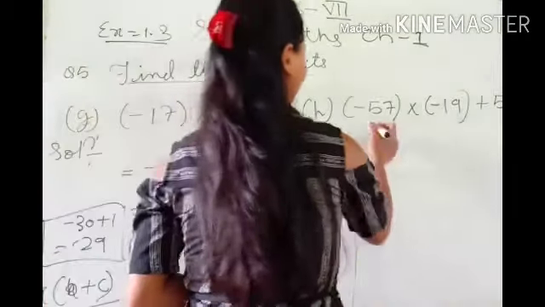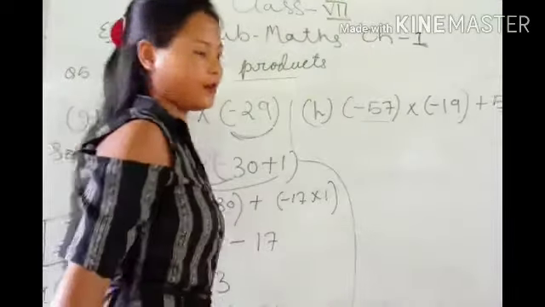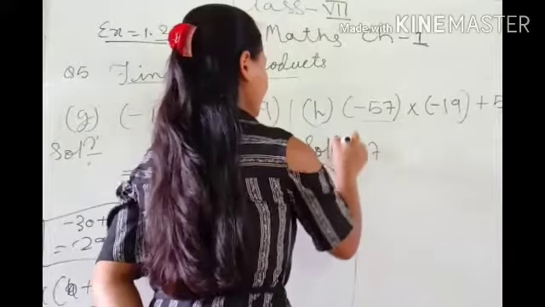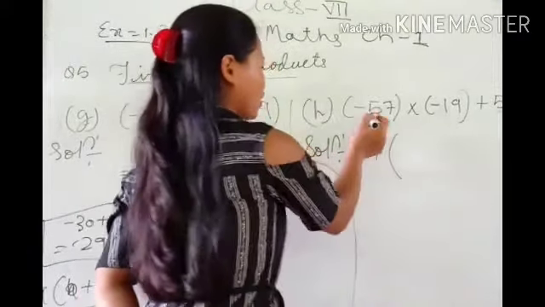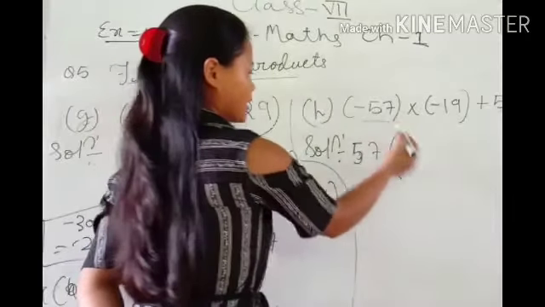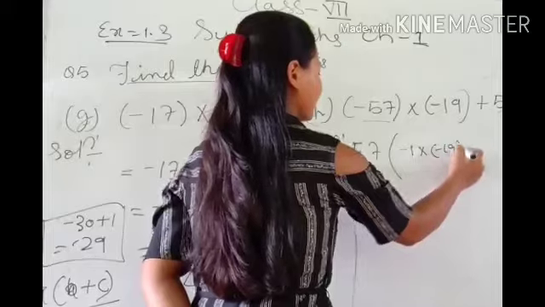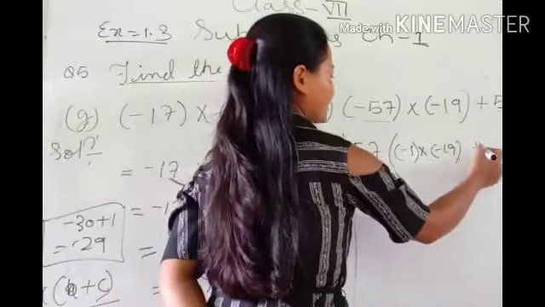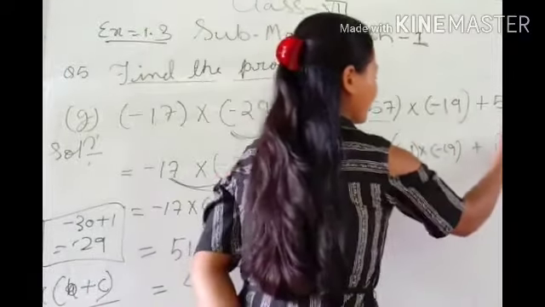Now here you can see minus 57 and here also 57. So I can take 57 as common. So here 57 will be common. So what is remaining here? We took only 57 outside. What is remaining? Minus 1 is remaining, and minus 1 multiply with minus 19. Now plus, you will write here plus. Now you already took out 57 here, so you will write only 1.